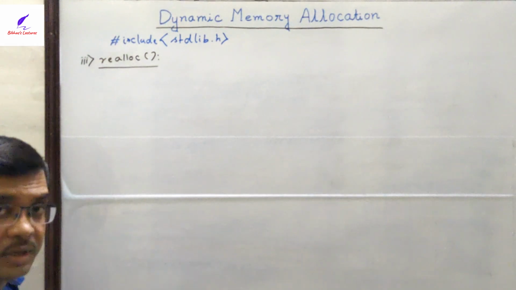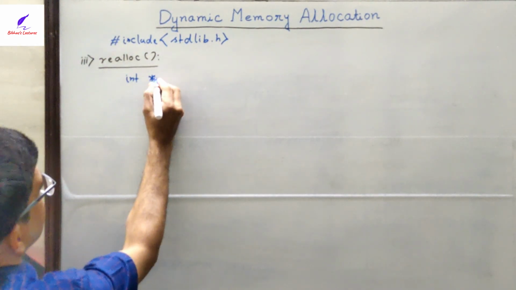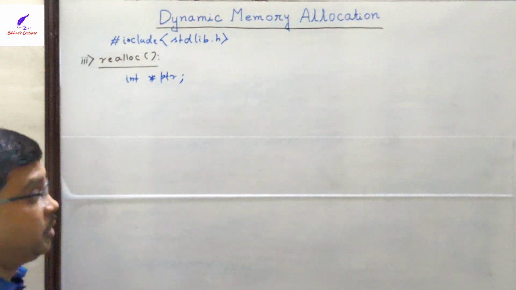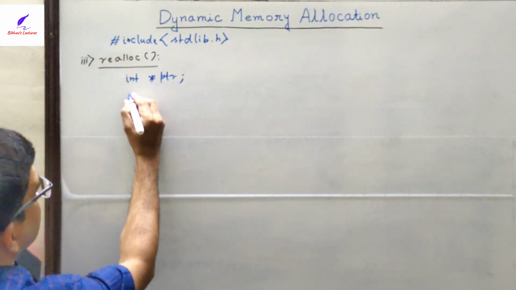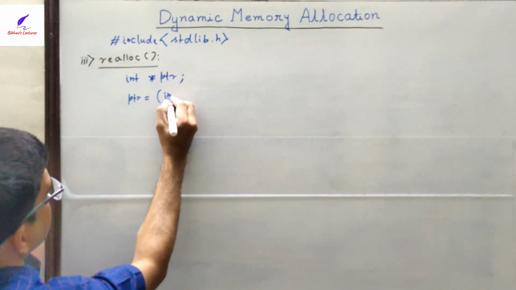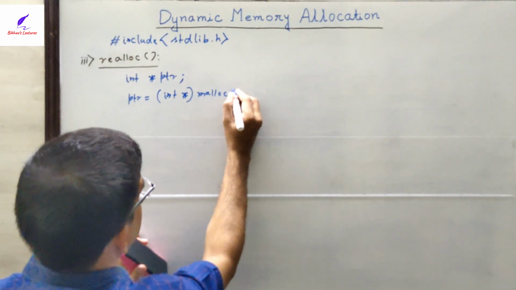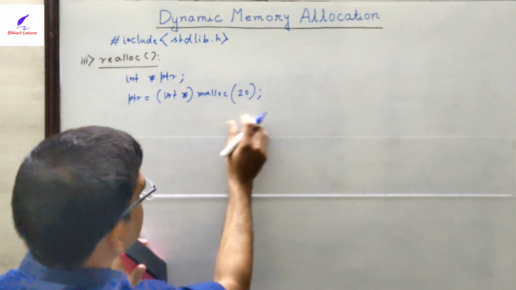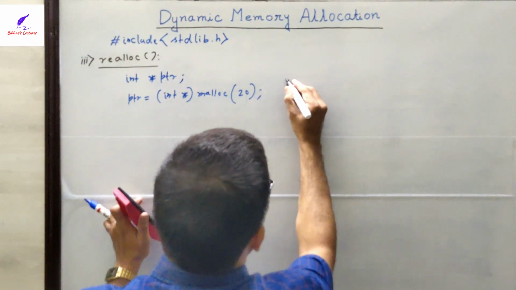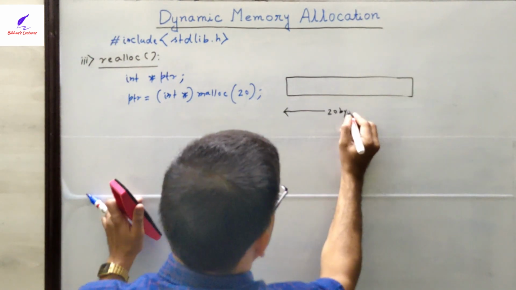Okay, so what is the syntax of the realloc function? Suppose we have already allotted some memory using the malloc function. So the same syntax I am writing: int star ptr is equals to int star, then using the malloc function, suppose you have allotted 20 bytes of memory. So after the execution of this line by the compiler, 20 bytes will be reserved, 20 bytes.